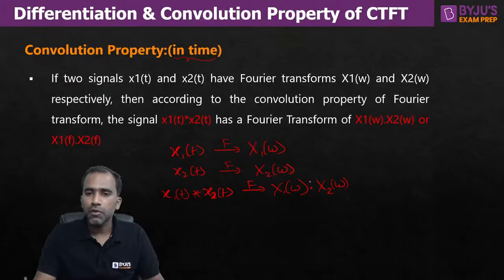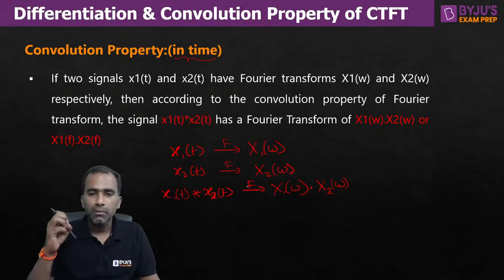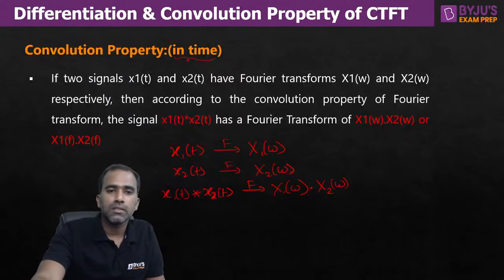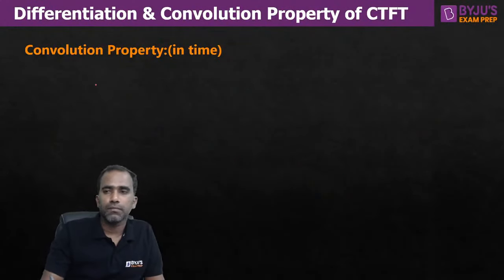The result, the product of the Fourier transforms, is the Fourier transform of the convolved signals. Very simple property. Very, very simple. Very easy to understand. We can solve a lot of tough, tricky questions. They might look very tricky, but when you apply this property, they will look very easy. Right? Let me give you an example.